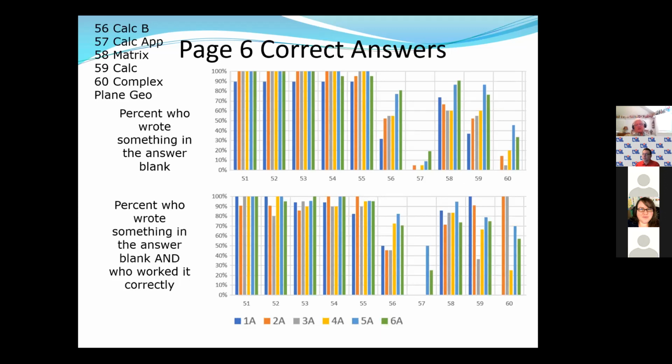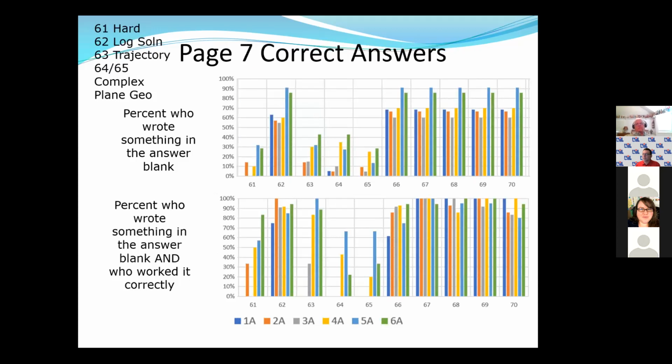Looking at page 6, we'll get through this pretty quickly. Problem 57 was apparently a real boner problem. It was a tough one. Not many people tried to work it, and of the people that tried, most did not get it correct. So I think I overdid it on problem 57. For problems 58 through 60, there's probably not much to say. There seems to be a spread in the success rate on working those problems as we go through.